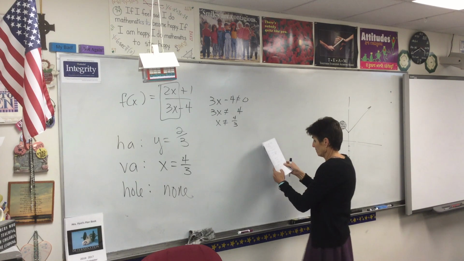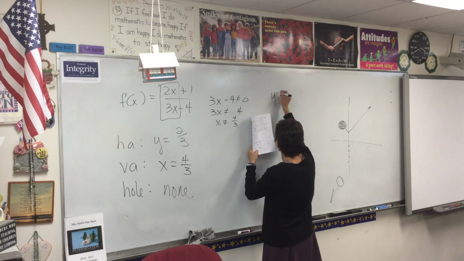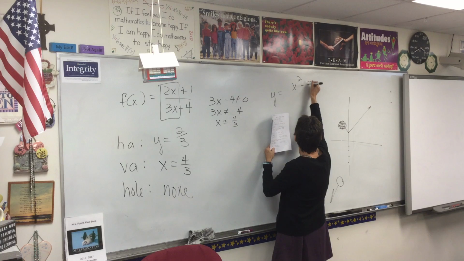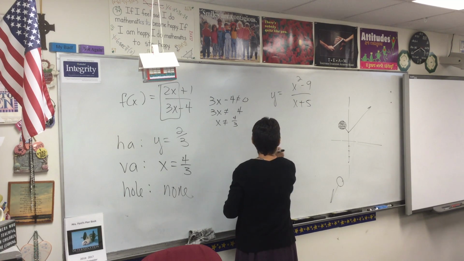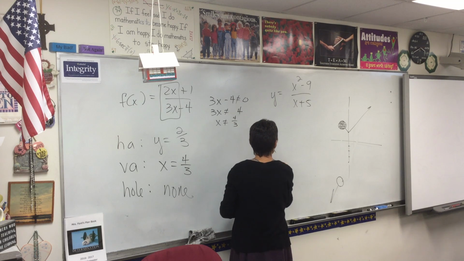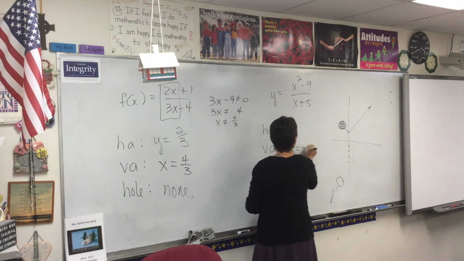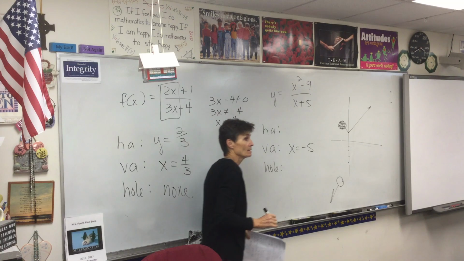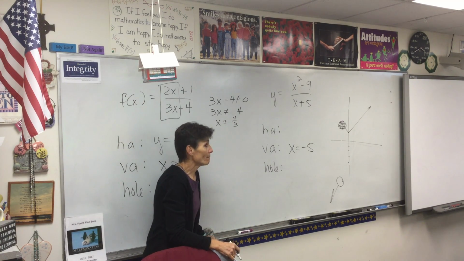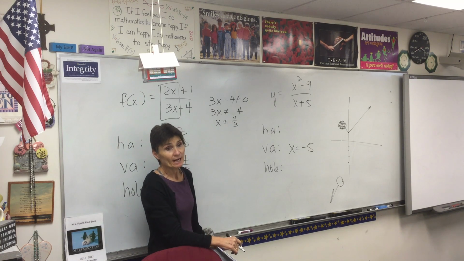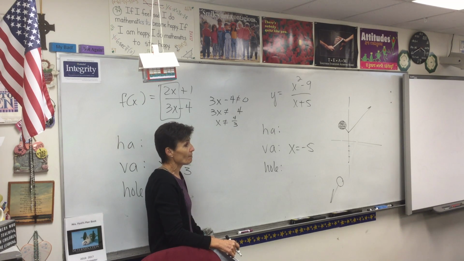X can't equal -5. So we have x squared minus 9 over x plus 5. My vertical asymptote is -5. Remember, vertical asymptotes are what make the denominator 0. They're the cannot be's. So we cannot be -5. Right? Okay, horizontal asymptote.